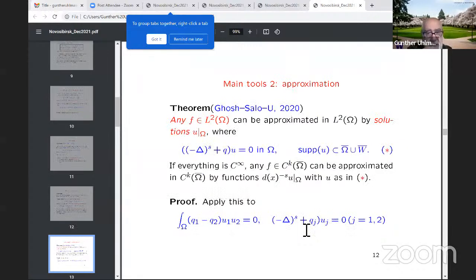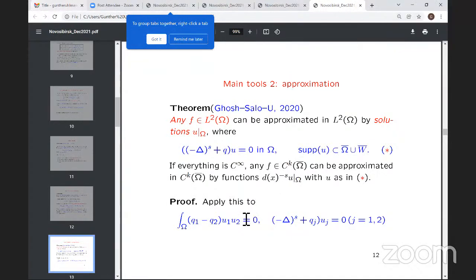And the way we use it is that any function in L2 of the domain can be approximated in L2 by solutions of the fractional Laplacian when the support is contained in omega and the set where the information is given. And this is in the smooth case.